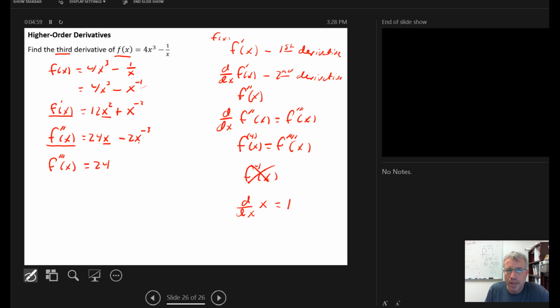Negative 2, I have a minus, a constant times a function, x to the a. Use the power rule. Bring the negative 3 down into the coefficient position. I get negative 3 times minus 2 is plus 6 times x, and then subtract 1 from the exponent. Negative 3 minus 1 is negative 4. So there's the third derivative of f of x.